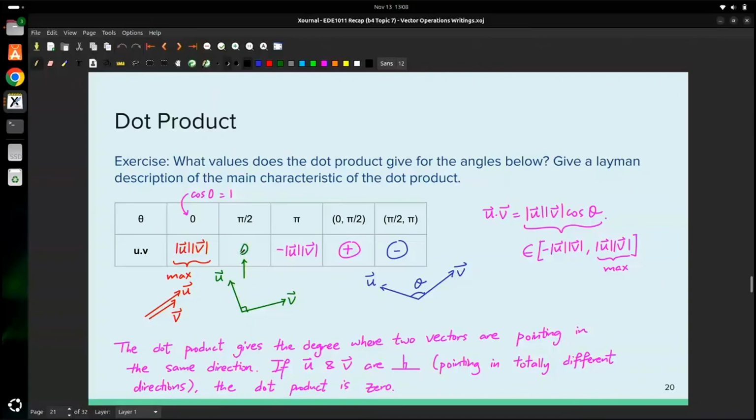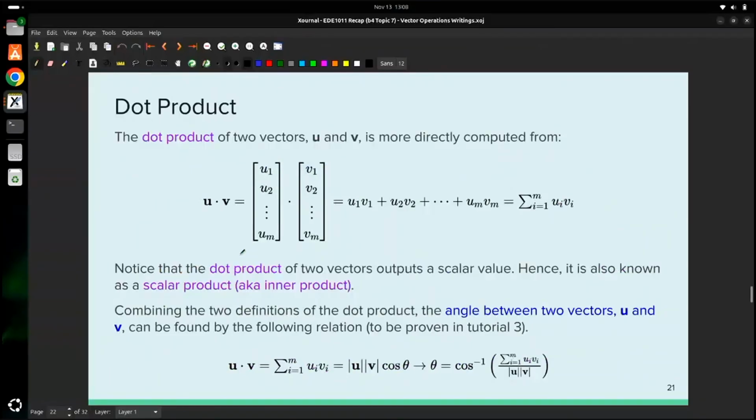So therefore, the value of the dot product actually indicates how much similarity the vectors' directions have. The dot product is actually very simple to compute. It is just the sum of the components multiplied together. If you take u1 times v1, you get the first term. Then u2 times v2, the second component, plus so on and so forth, all the way until the last component.